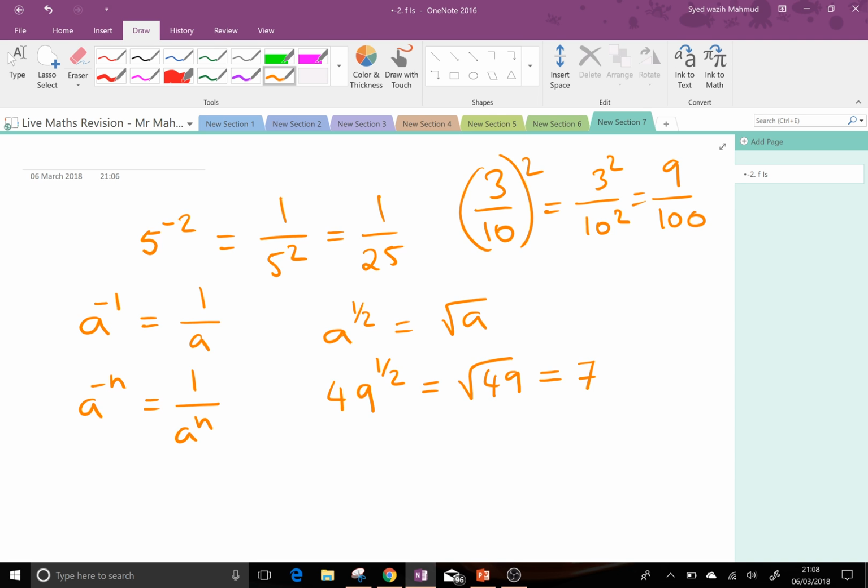Another rule could be a to the power of 1 over 3. If you look carefully, a to the power of half is square root of a. So a to the power of 1 over 3 is going to be cube root of a. So let's have a go at the question. You could be given 27 to the power of 1 over 3. That will be cube root of 27, which is 3, because 3 times 3 times 3 is 27.